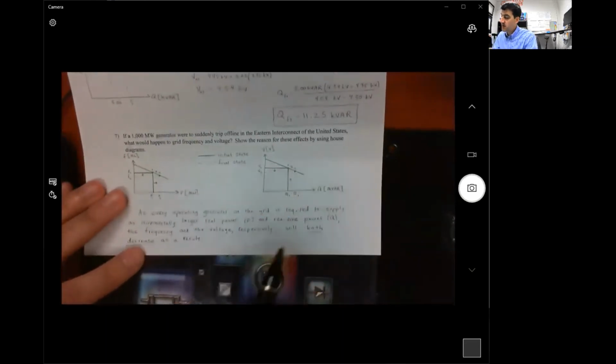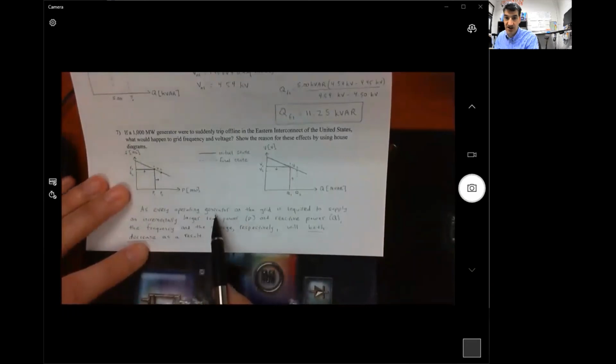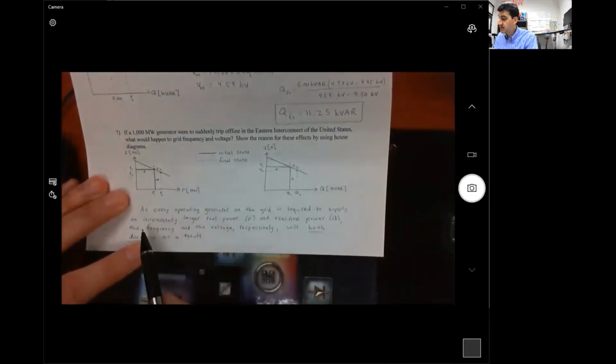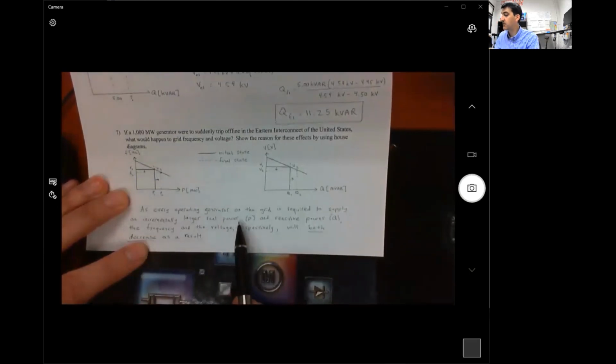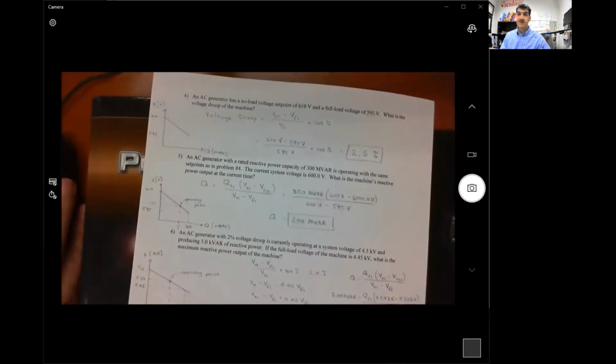So in summary, basically every other operating generator on the grid is going to have to supply a little bit more real power and a little bit more reactive power. And as a result, the frequency and the voltage will both decrease. All right, so that was problem set number 16. That was probably a little bit more challenging, I think, of a problem set than the last couple, but it's really good. It's really illustrative of the way generators and electric grids operate in the real world.